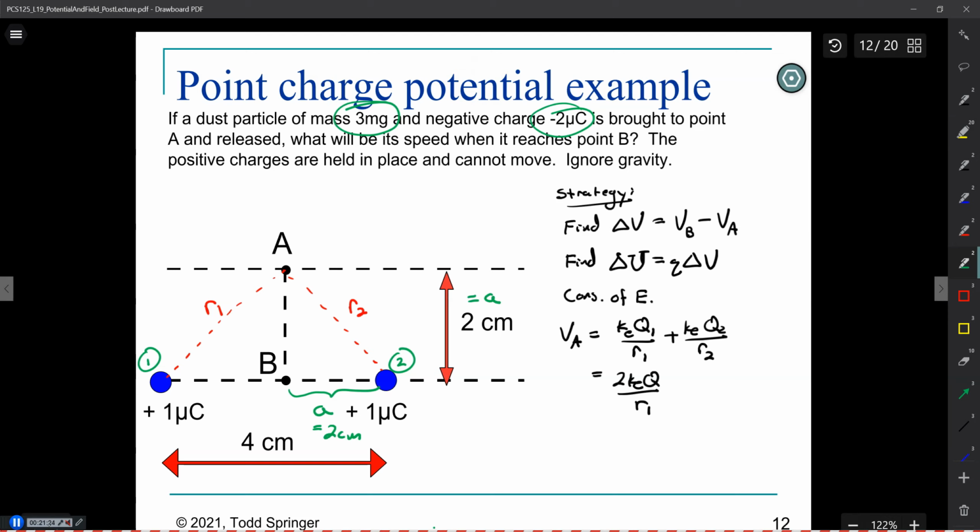And that means R1 and R2 are the square root of 2 times A by the Pythagorean theorem. So I'm going to have 2 KEQ over the square root of 2 times A, just like that.